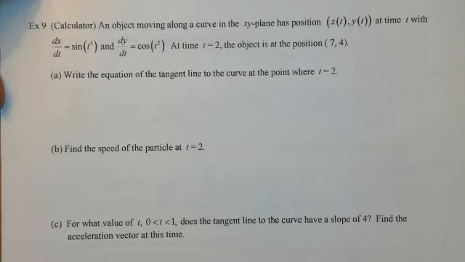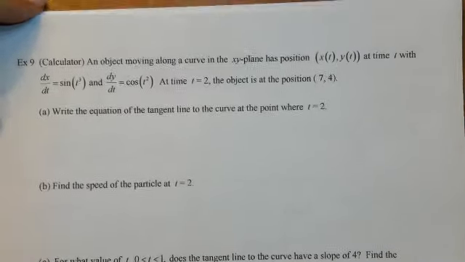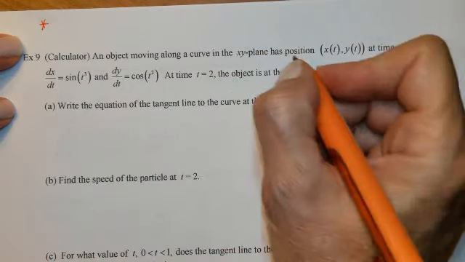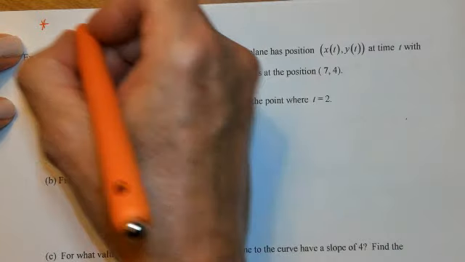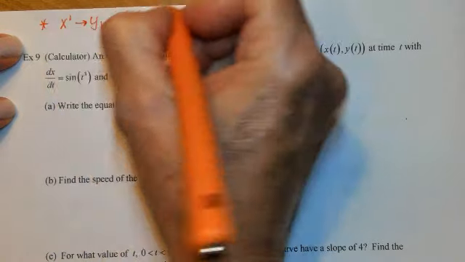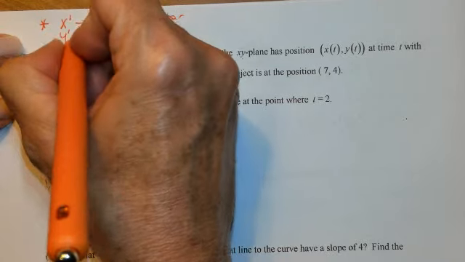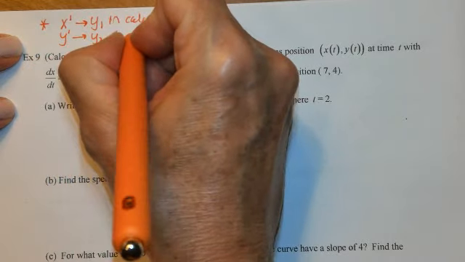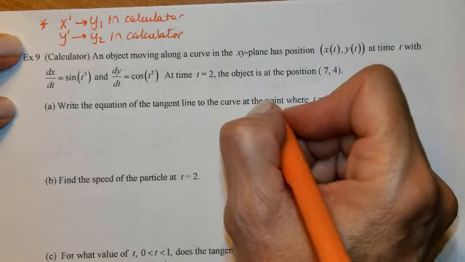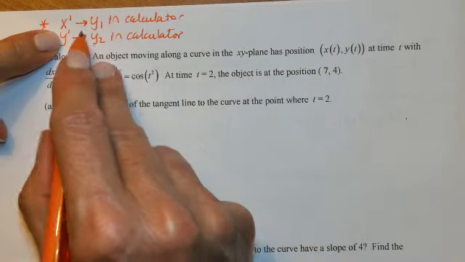Example 9. In example 9, we have a multi-part problem, A, B, C, D, E. I need you to know that for a multi-step problem, you always want to put x prime in for y sub 1 in your calculator and y prime in for y sub 2 in your calculator. We can get a lot out of that. This is big bang for your buck. X prime and y prime.